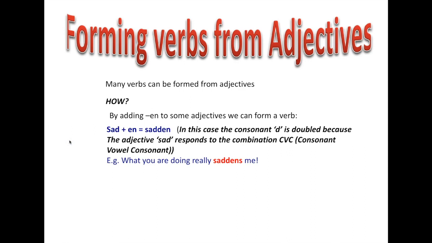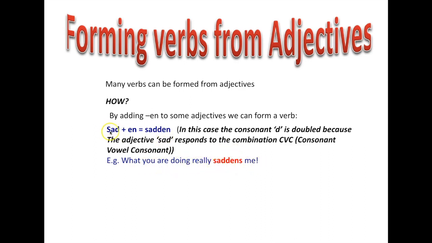Okay, so we have the first example. First example is the adjective sad plus en, and then we get sadden, which is to make someone sad. In this case, we have to double the consonant D because the adjective sad has the combination CVC, consonant, vowel, consonant. So the example is, what you're doing really saddens me.